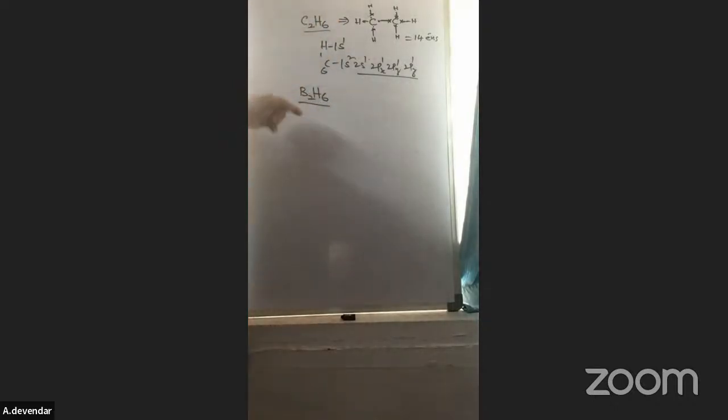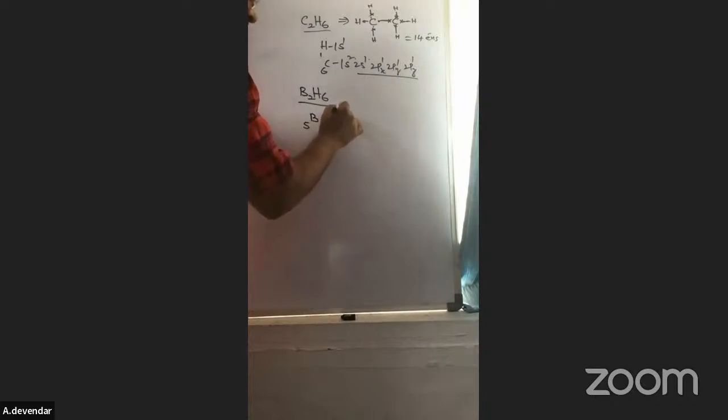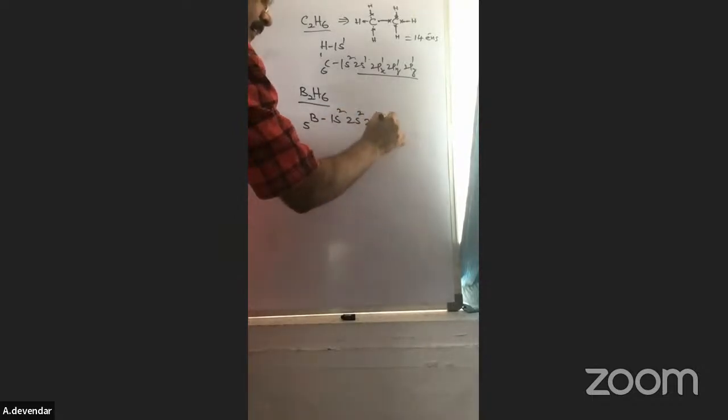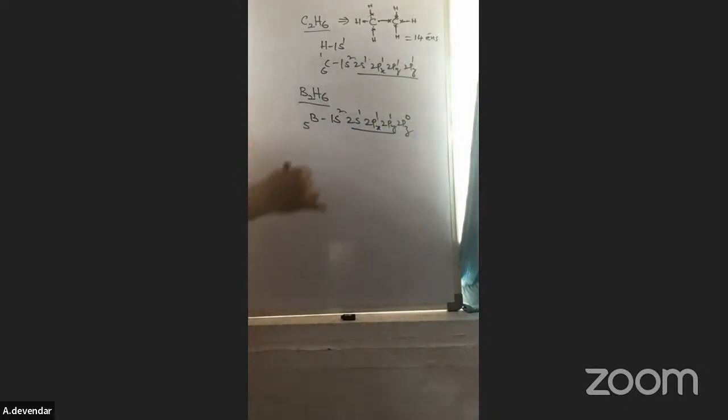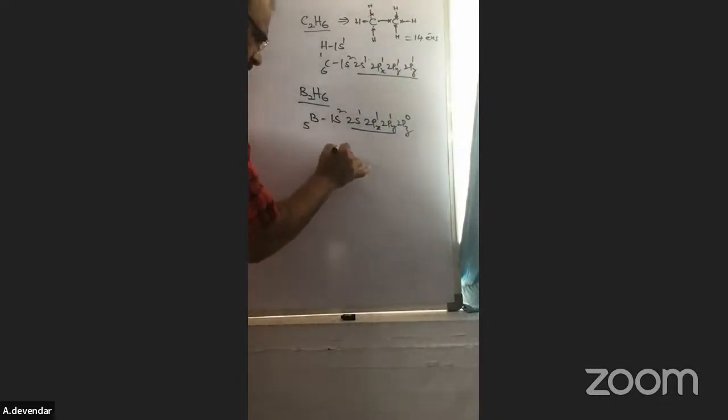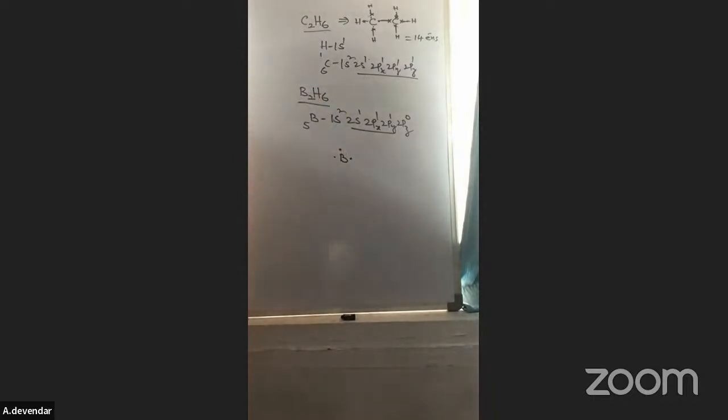You believe that it is also a similar formula, B2H6. If you see the boron, it is the 5th element in the periodic table. So 1s2, 2s2, 2p1. Suppose this electron is jumped into the 2p orbital. How many electrons are there? 3 single unpaired electrons. So each boron atom is having 3 single unpaired electrons.